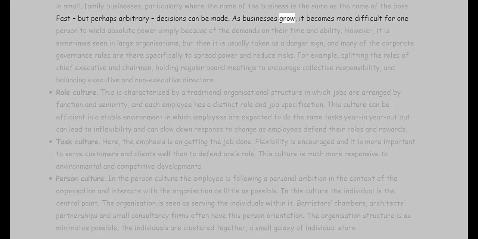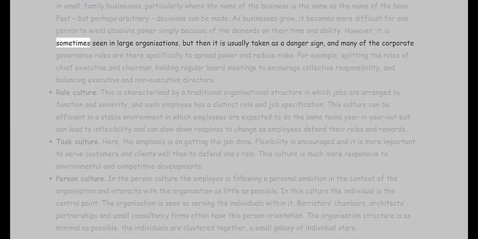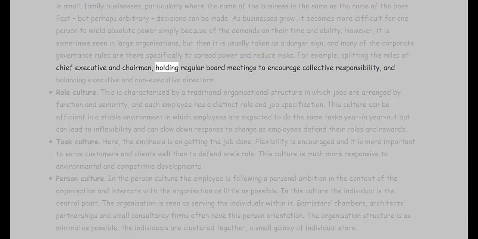As businesses grow, it becomes more difficult for one person to wield absolute power simply because of the demands on their time and ability. However, it is sometimes seen in large organizations, but then it is usually taken as a danger sign, and many of the corporate governance rules are there specifically to spread power and reduce risks. For example, splitting the roles of chief executive and chairman, holding regular board meetings to encourage collective responsibility, and balancing executive and non-executive directors.